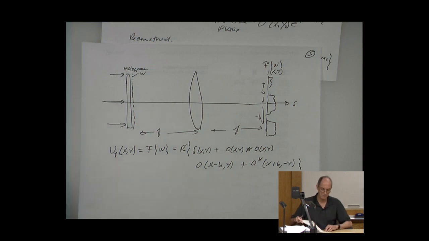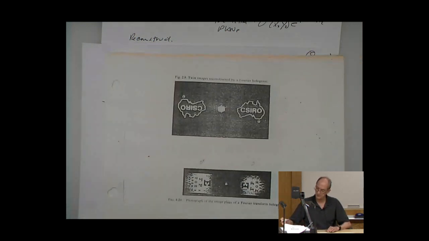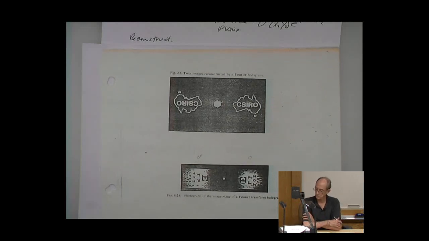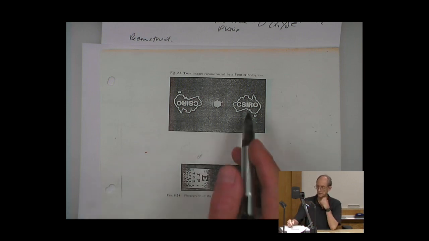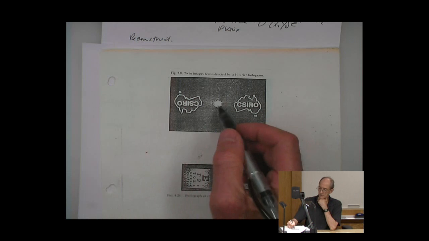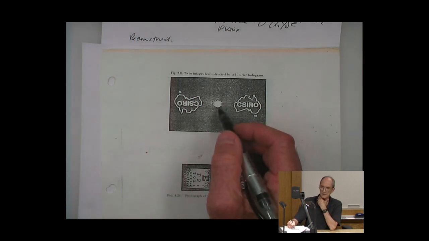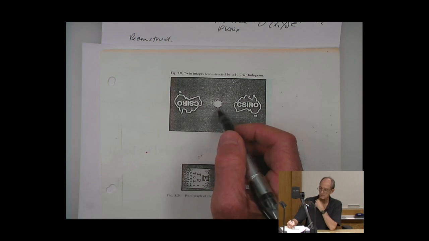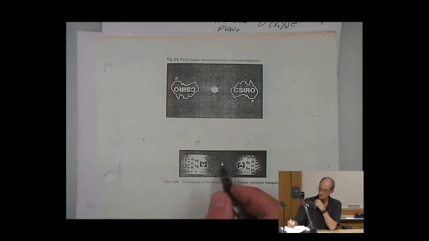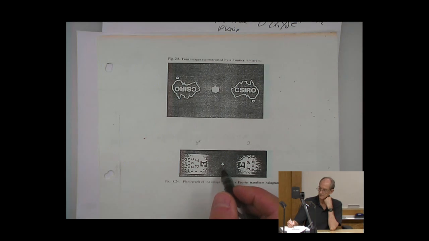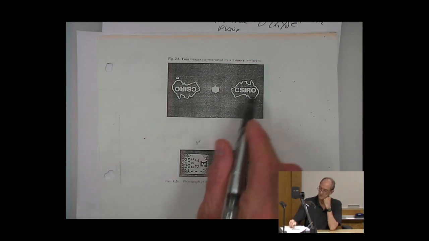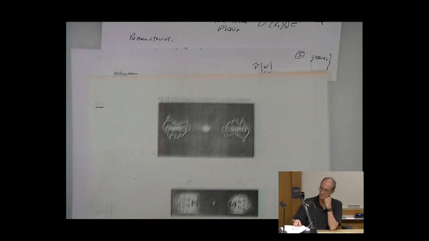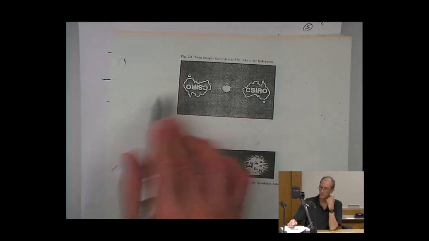And some of the images, I took these out of an old book that I had from Hariharan, who was an Australian, as you might guess. So here is that autocorrelation function here in the center. And there's a delta function in there, although it's sort of blotted out. Here you can see that delta function a little bit better. And these are, again, the two images that we end up with. And notice that they're inverted, okay?